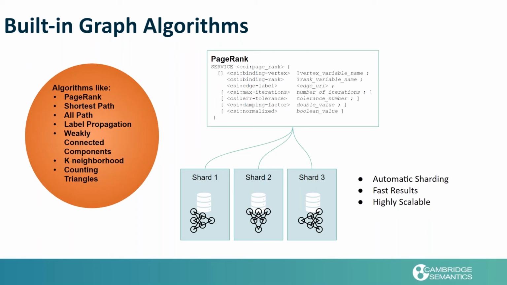You can use things like PageRank to find the most connected entity, or shortest path algorithms in a connected network. And it's really easy to do with AnzoGraph DB. The algorithms scale and run across the cluster for the best performance.